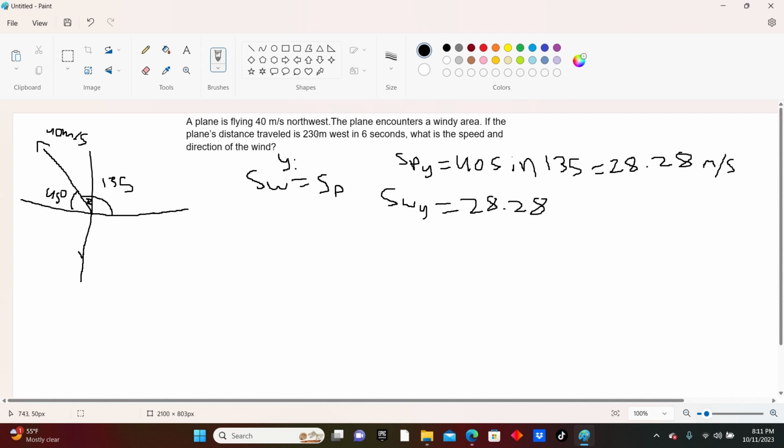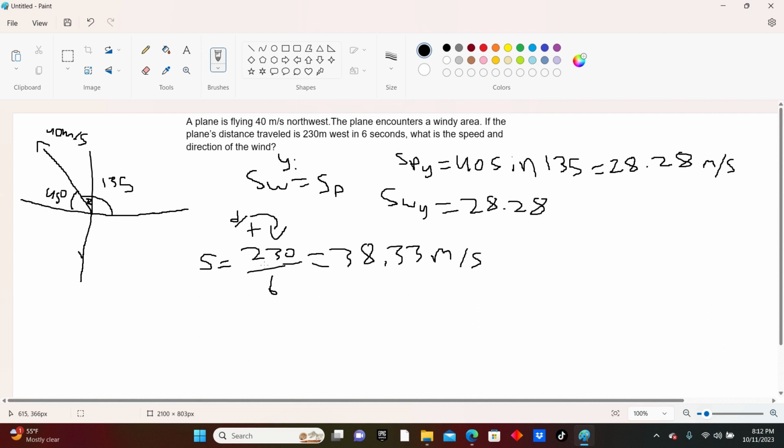If we look at the question, it says it travels a net x distance of 230 meters west in 6 seconds. So if we find the speed the plane must be traveling at to cover that much distance in 6 seconds, the speed equals 230 divided by 6, because it's distance over time. And if you plug this into a calculator, you should get about 38.33 meters per second.